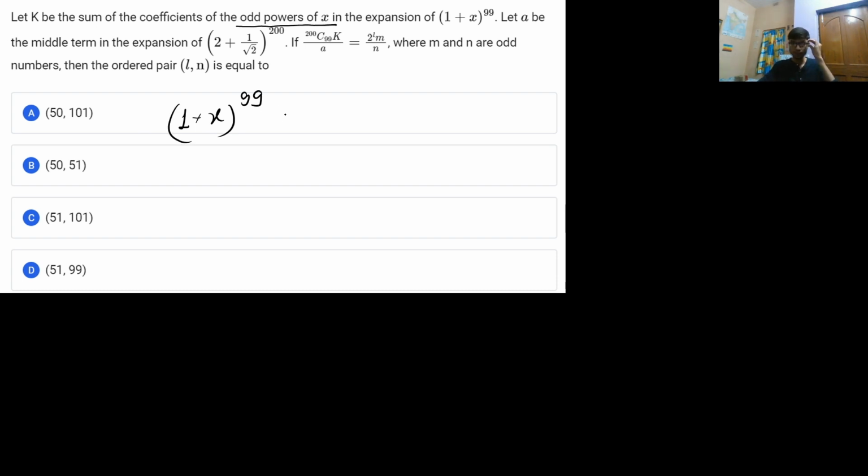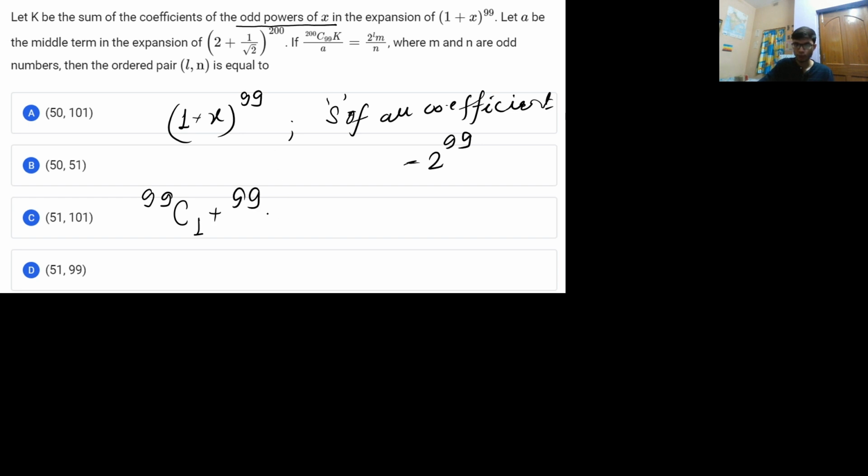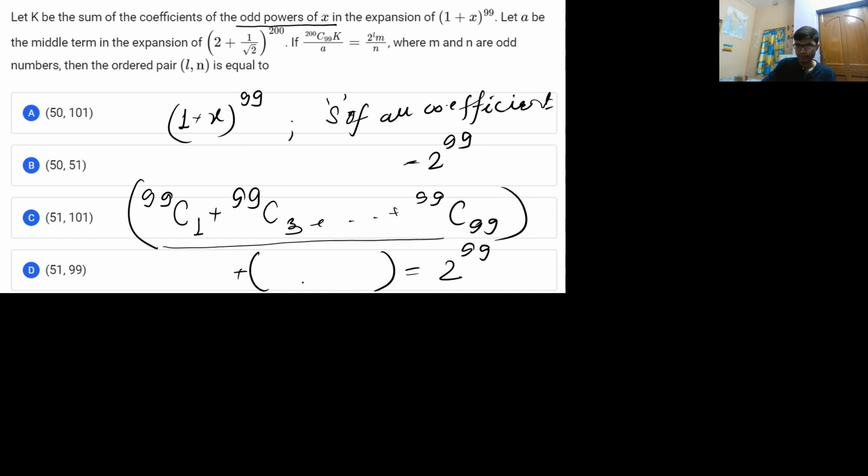If you look at the expansion of (1 plus x) to the power 99, the sum of all coefficients is equal to 2 raised to the power 99. For the odd powers of x, the coefficients are 99c1, 99c3, and similarly up to 99c99. This summation and the summation of the remaining terms in the series are equal, and together they equal 2 to the power 99. So the sum of the coefficients of all odd powers of x, which I am looking for as S1, is equal to 2 to the power 99 divided by 2.